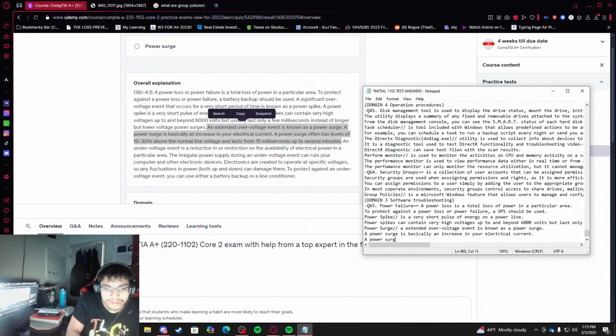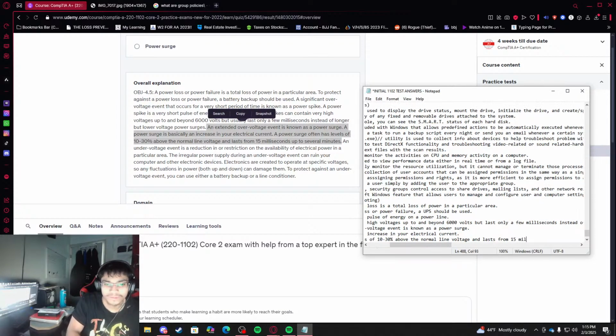Power surge often has levels of 10 to 30% above the normal line voltage and lasts from 15 milliseconds. I'm not typing that right. Milliseconds.